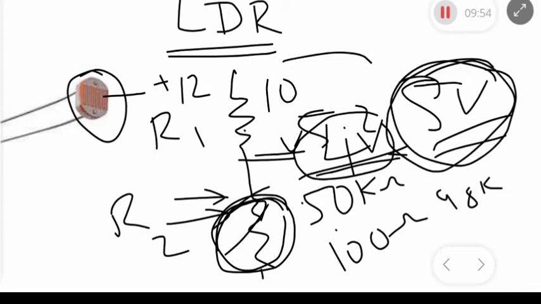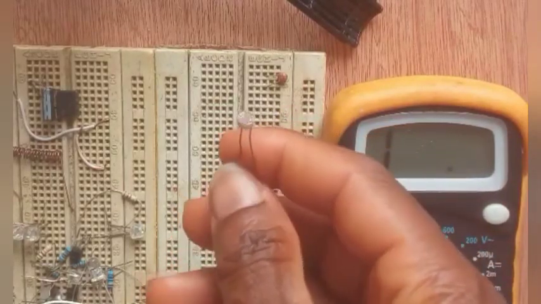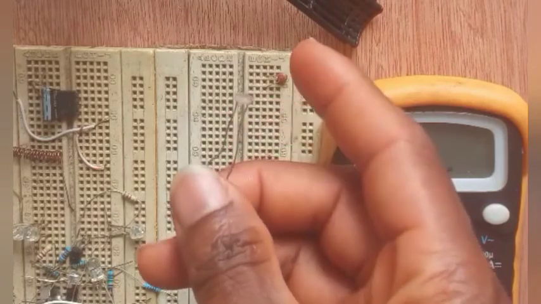So this is how you can use the LDR to control your light automatically. If you have not seen an LDR before, look down. Let me show you what an LDR looks like. This is the structure of an LDR and how it looks. Okay guys, this is an LDR, a light dependent resistor.